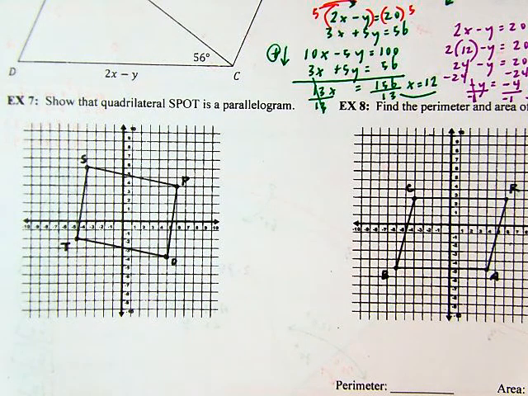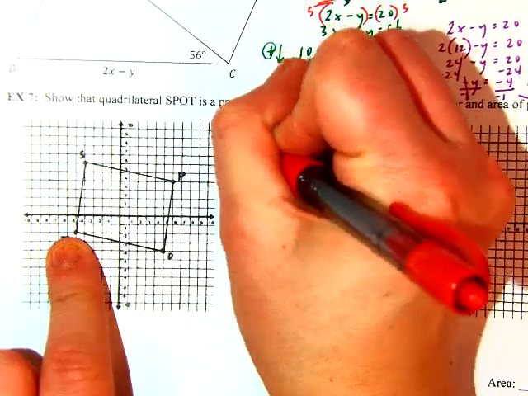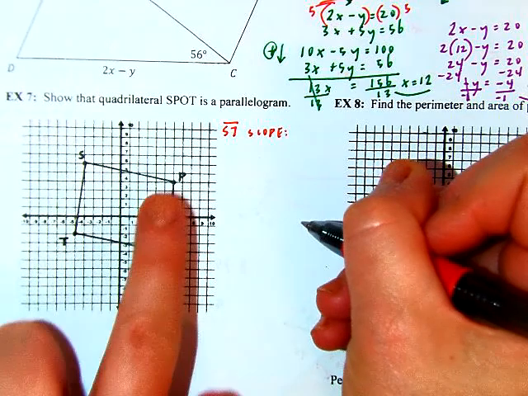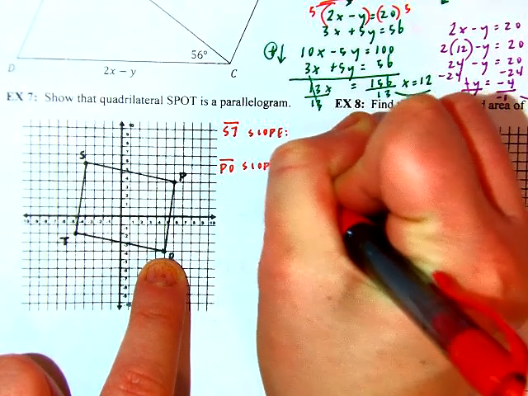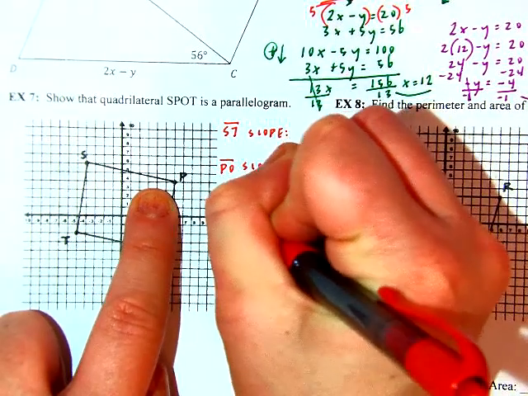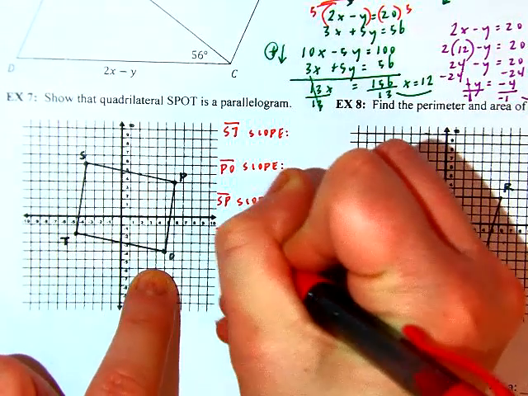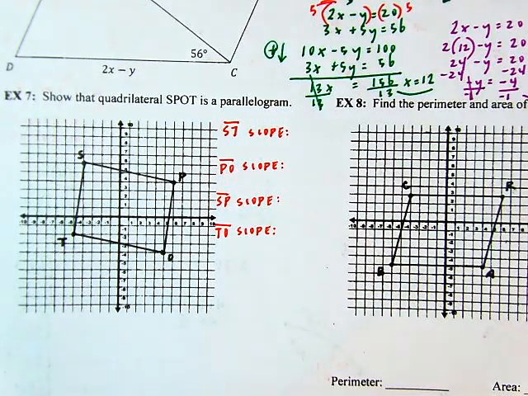So for me, I'm going to go through the opposite sides. I want to show that I have both pairs of opposite sides that are parallel, that they have the same slope. So I'm going to take a moment and I'm going to find all of my slopes. I'm going to look for what is ST, what is its slope. Okay, I'm going to look for PO, what is its slope. Okay, same with SP and TO. So remember that same slope means parallel.